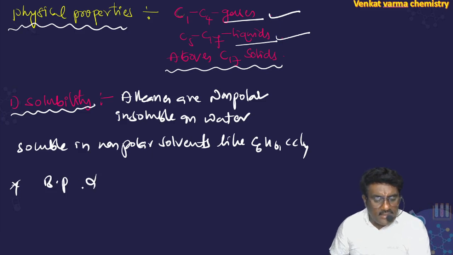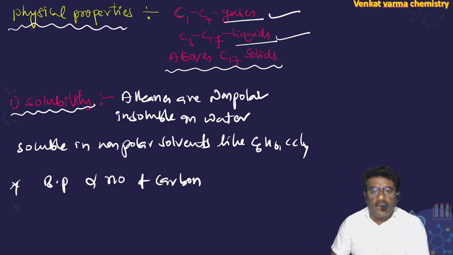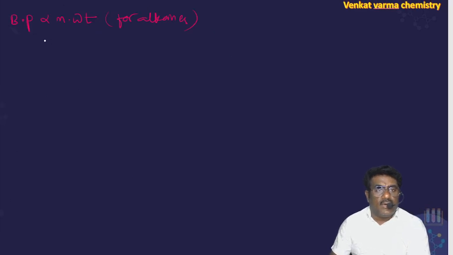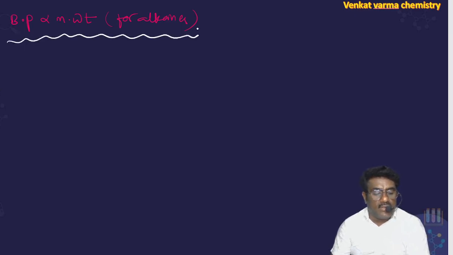The boiling point of alkanes is directly proportional to the number of carbons. Boiling point is directly proportional to the number of carbon atoms, and so it is directly proportional to the molecular weight.